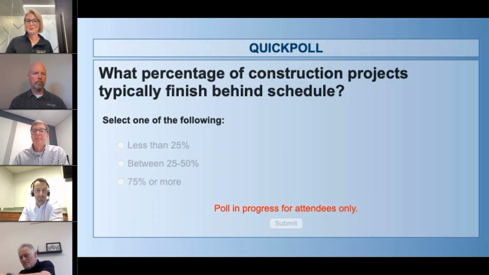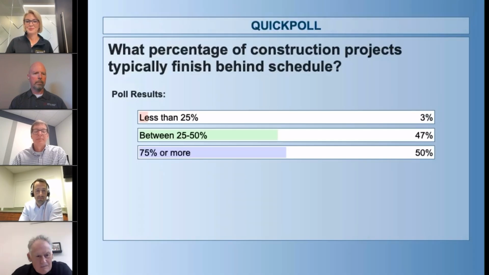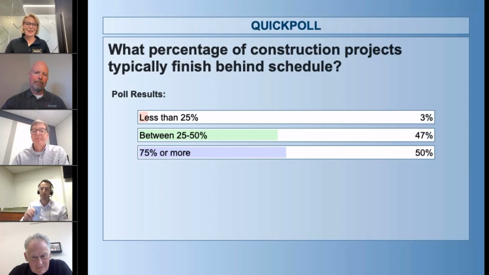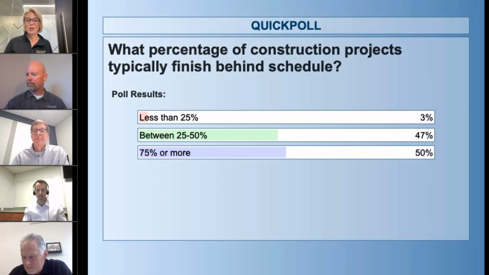All right, here we go. Going to close the poll and share the results with everyone. We had a close one: 50% said 75% or more, 47% said between 25 and 50%, and 3% said less than 25%. Yeah, I think the answer is 75% or more, so the majority wins.